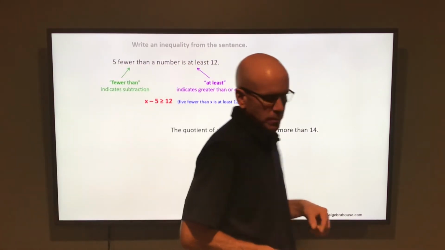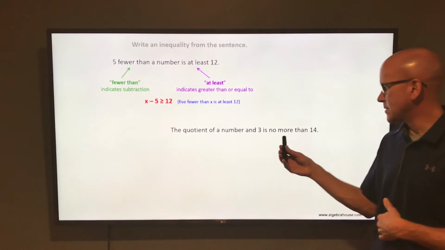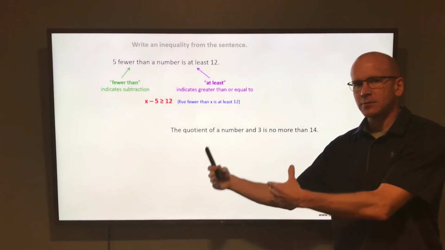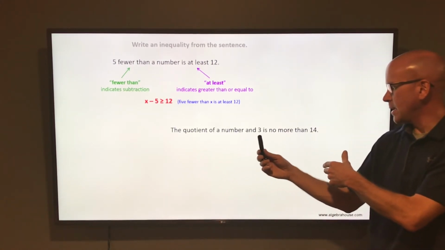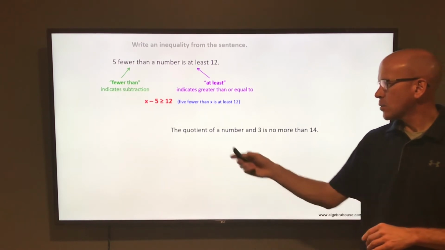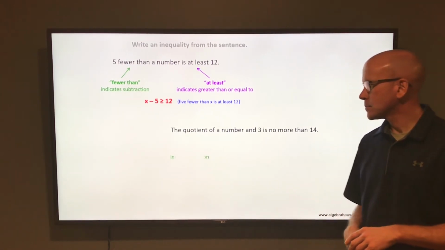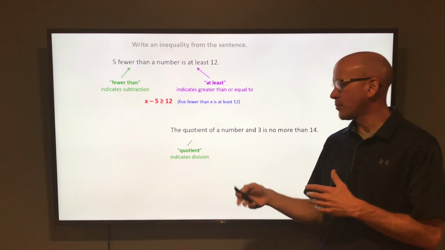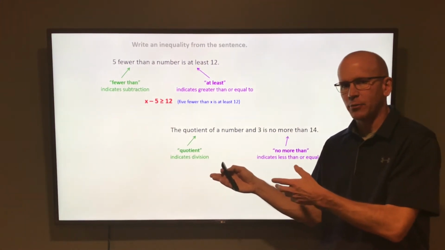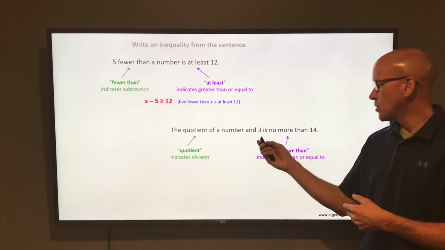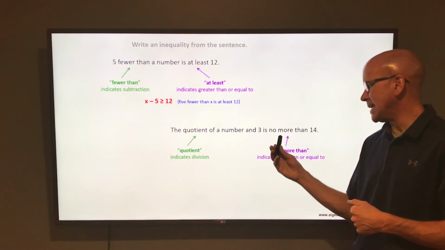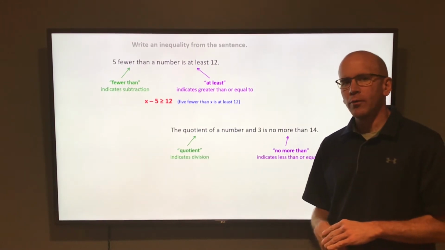Next, the quotient of a number and 3 is no more than 14. So the quotient of a number and 3, we're going to take that as one thing. And then is no more than 14, we'll take that as another thing. Quotient means divide. So when that says the quotient of a number and 3, again, if you're using x, you could write that as x over 3 or x divided by 3. Is no more than 14.